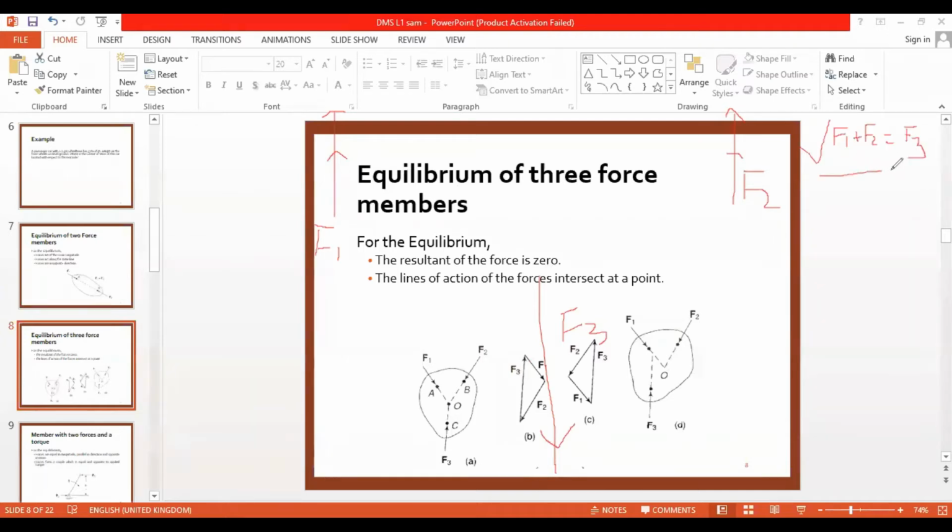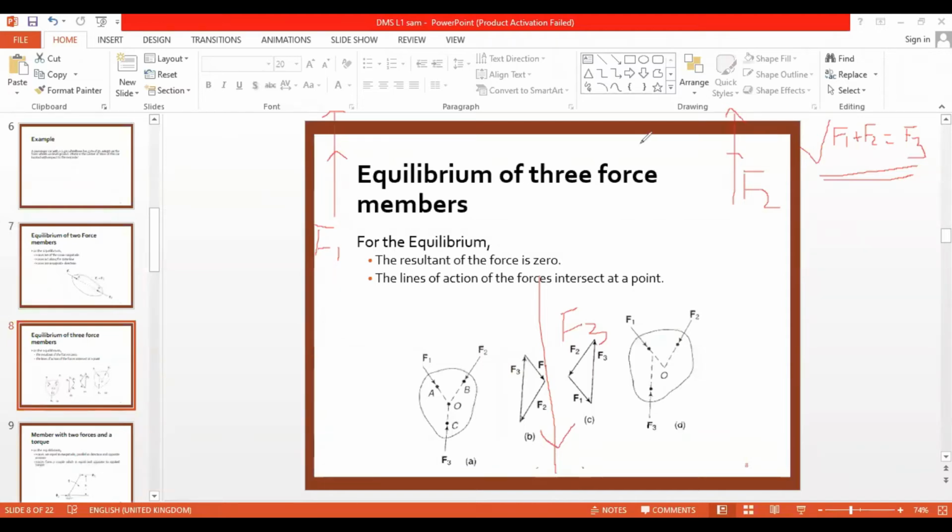If this condition is fulfilled, that is, if F1 plus F2 is equal to F3, then only this system will be in equilibrium, right? This is the only special case in the 3-force members. So this will act in equilibrium if this condition is fulfilled. If this condition is not fulfilled, then this will not be in equilibrium.